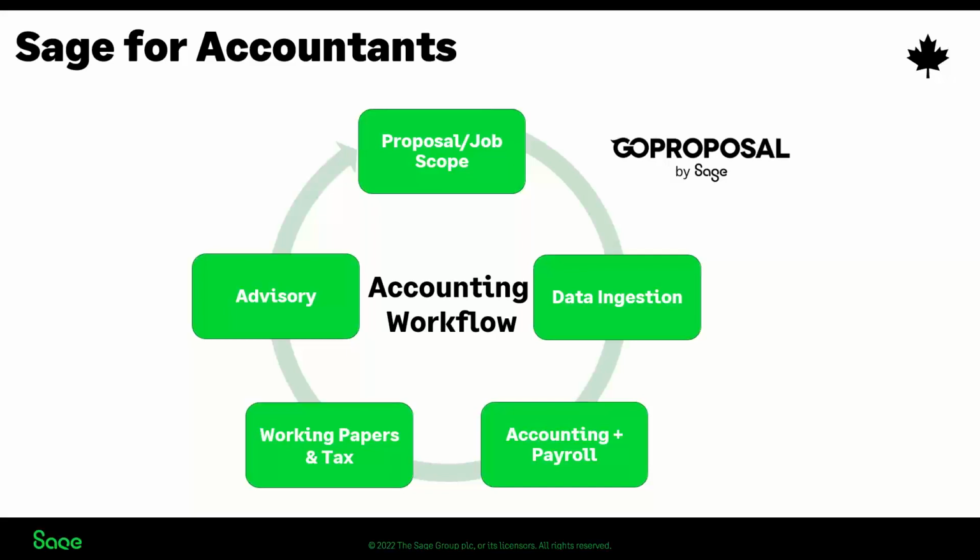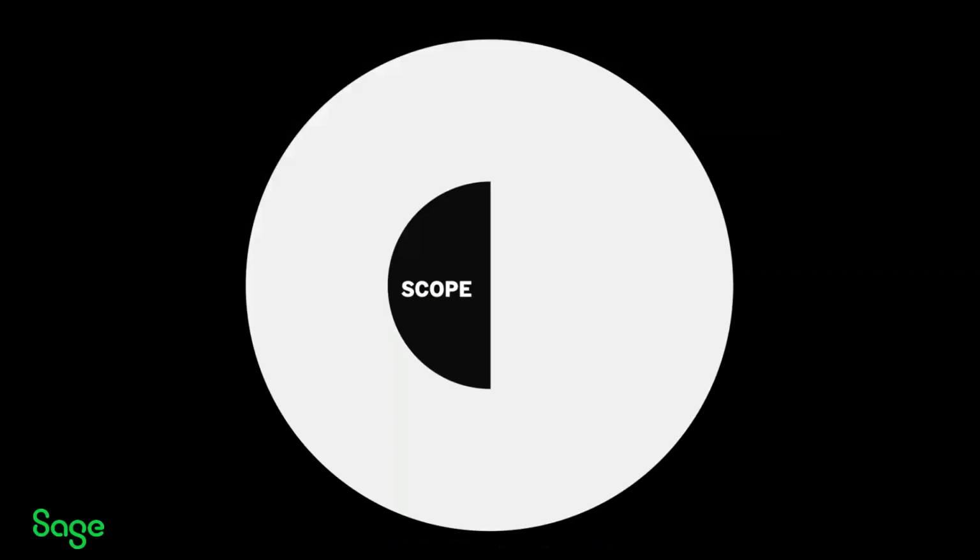So let's go over these tools, what these tools are, and where they plug into this workflow, and what they solve for. So on the proposal side and job scope, we have Go Proposal. Go Proposal is a tool that allows you to have transparent pricing and boost your practice profitability. And the way to explain it, James Ashford, the founder of Go Proposal, refers to it as the value exchange system.